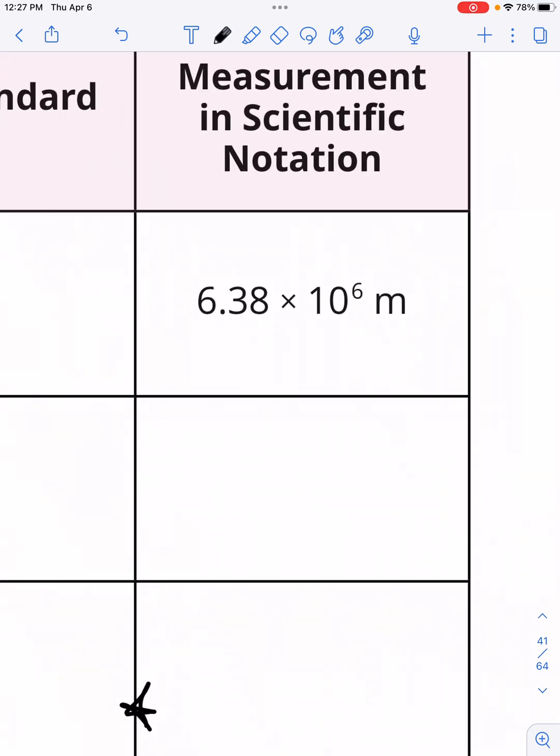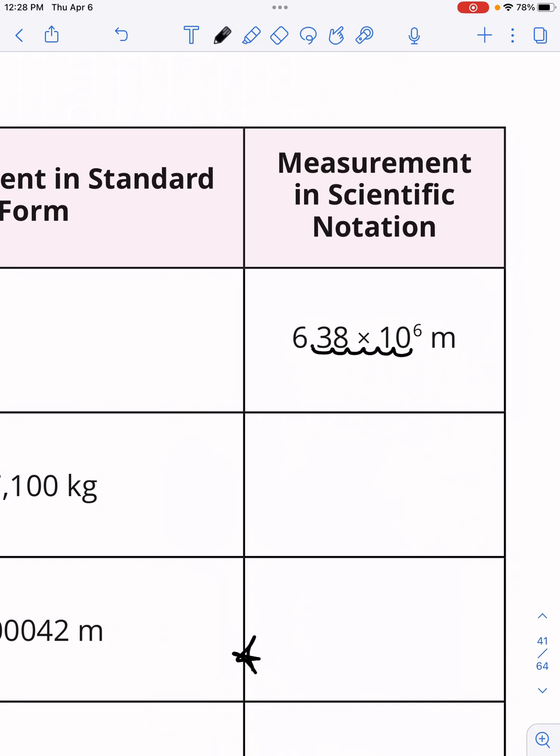If it's positive, we're going to move this to the right. So this is going to go 1, 2, 3, 4, 5, 6. I know there's stuff in the way, but we're going to put zeros in place of that. So this would be 6, 3, 8. Looks like there's going to be 4 zeros.